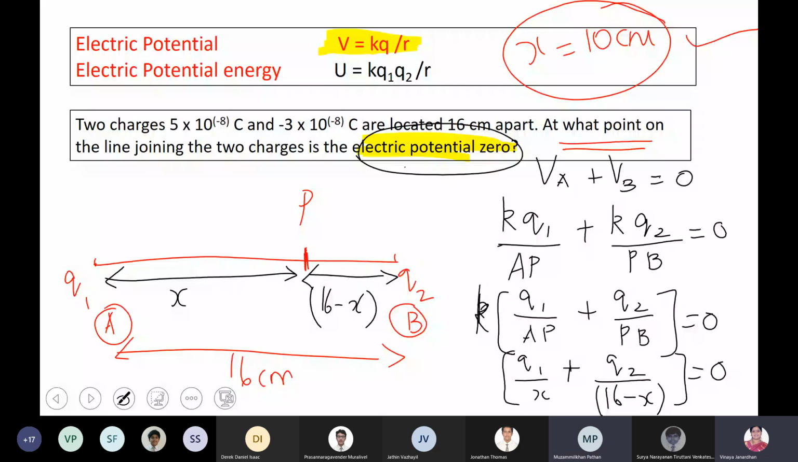So tomorrow, one more numerical on electric potential will finish, then we'll go for another important topic, electric potential energy. Again, there we'll do one more numerical and then we'll go for equipotential surface.